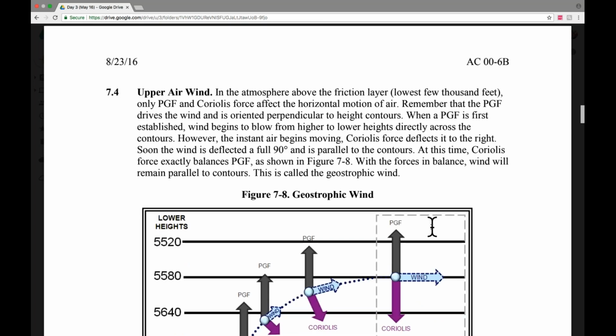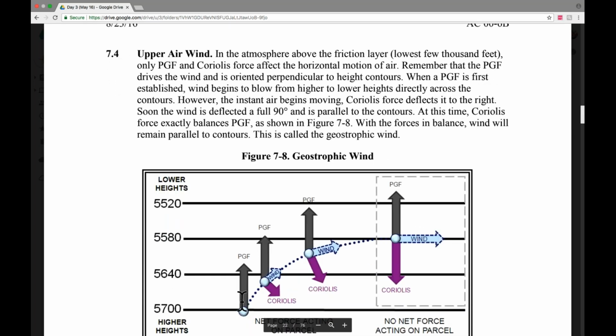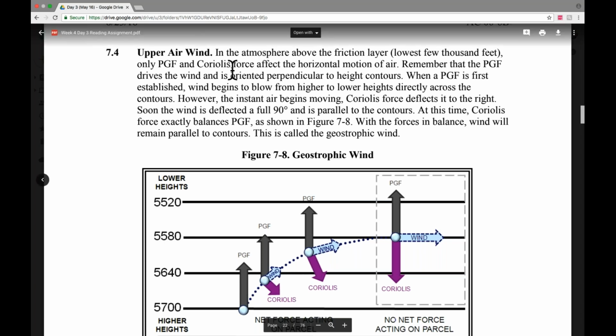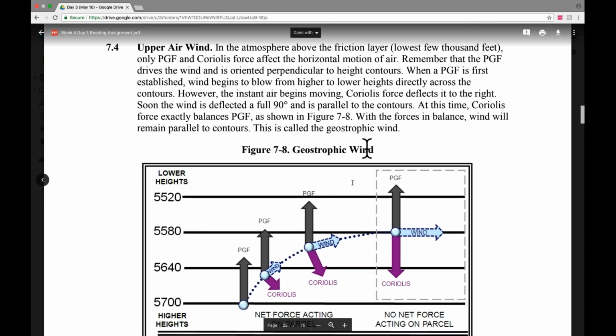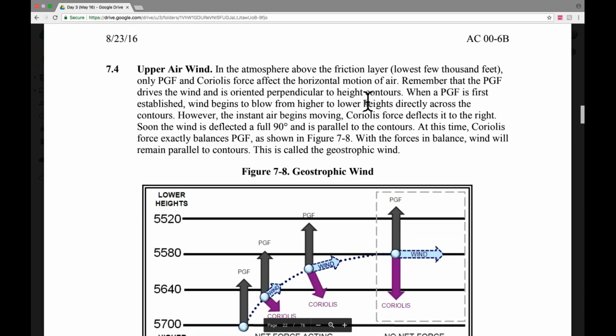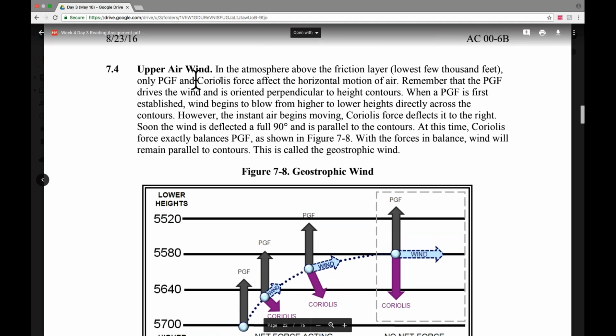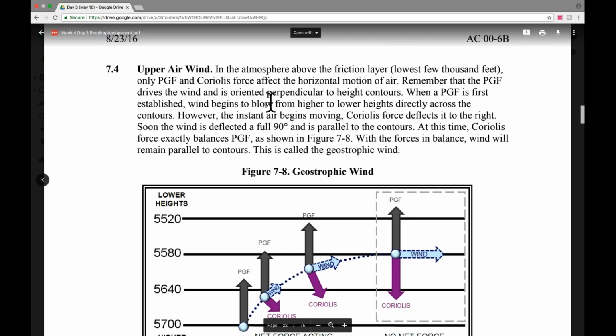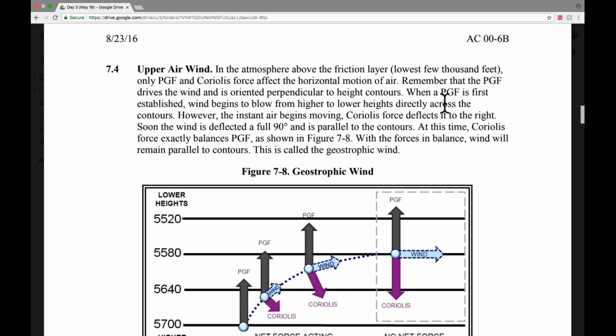So upper air wind, you can see the pressure gradient force is pushing up. Coriolis is pushing 90 degrees perpendicular, and then the friction force is pushing inversely, or 180 degrees from the wind. Okay. So upper air wind, the atmosphere above the friction layer, the lowest few thousand feet, only the pressure gradient force and the Coriolis force affect the horizontal motion of the air. Remember that the PGF drives the wind and is oriented perpendicular to the height contours. When the PGF is first established, the wind begins to blow from higher to lower heights directly across the contours.